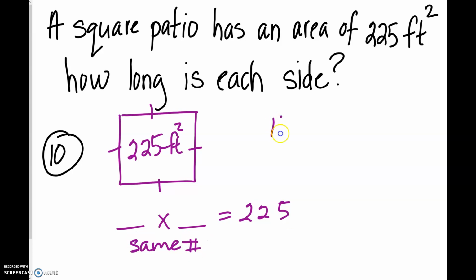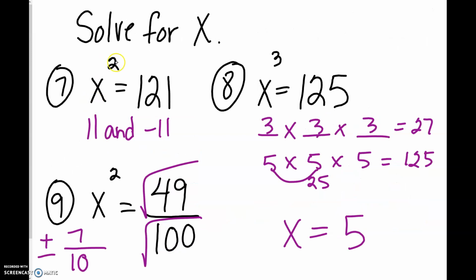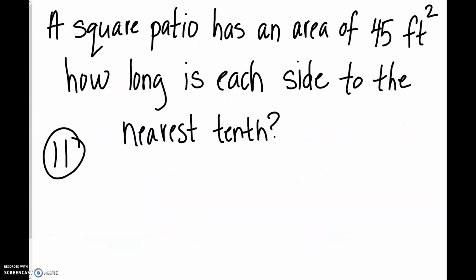So if we take 10 times 10, that equals 100. Okay, that's not big enough. And 11 times 11 is 121. 12 times 12 is 144. So what times what, the same number, gives you 225? And it's 15 times 15. So each side length is going to be 15 feet. So this is just another way of us solving this kind of problem right here. What squared equals 121? This is the same exact kind of problem.